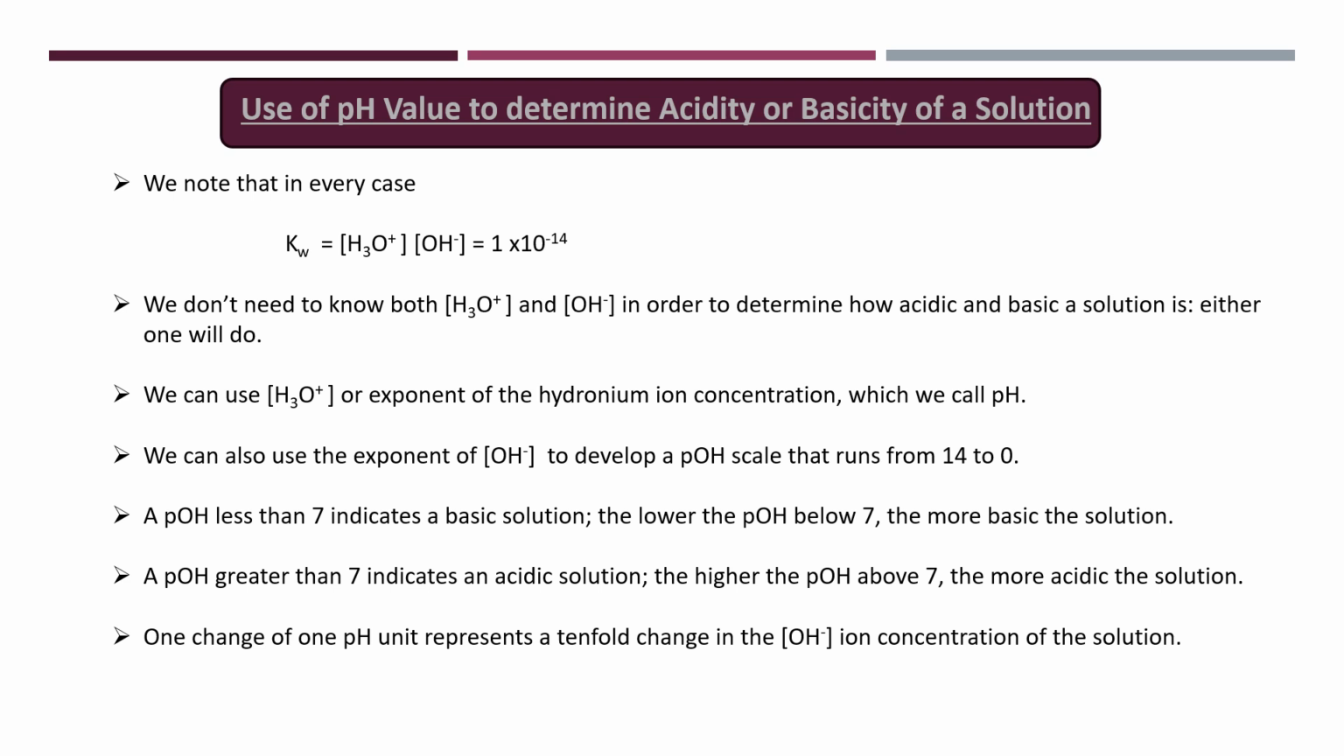The lower the pOH below 7, the more basic the solution. A pOH greater than 7 indicates an acidic solution. The higher the pOH above 7, the more acidic the solution. A change of 1 pH unit represents a tenfold change in the hydroxide ion concentration of the solution.